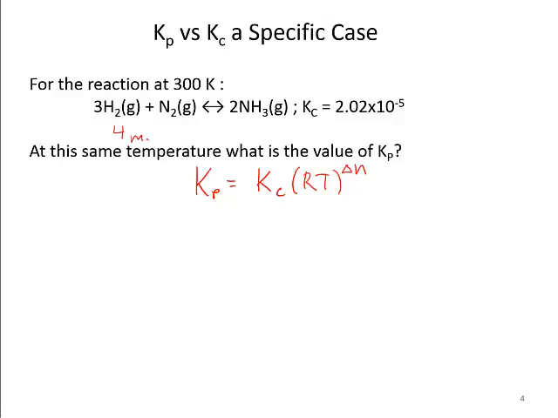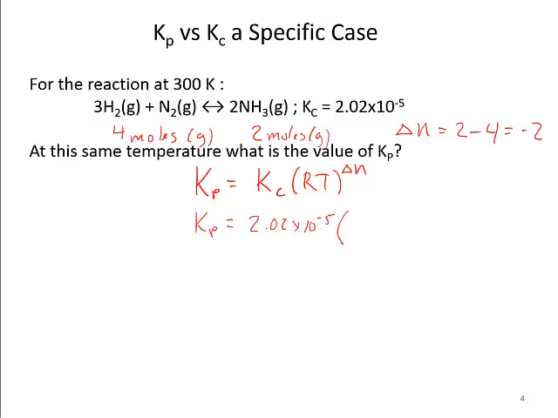So on the reactant side, we start with 4 moles of gas, and we only end up on the product side with 2 moles of gas. And so delta N in this case is, I end with 2 moles and I start with 4 moles, and so the change in number of moles is -2. And so Kp is the value of Kc, in this case 2.02 times 10 to the -5.